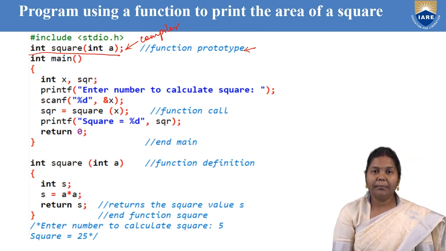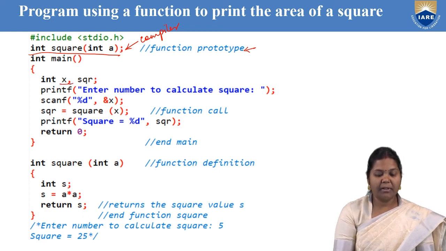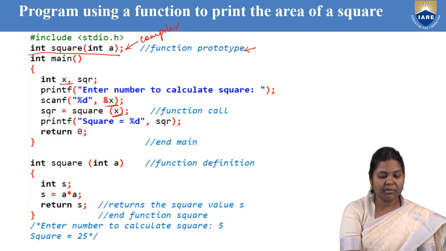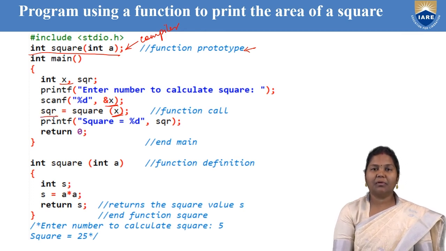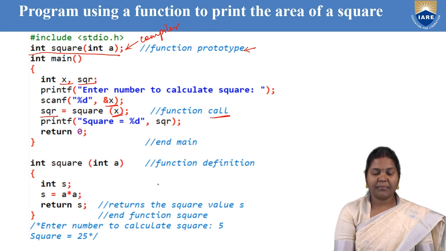Now let us come to the main function. In the main function, x is the number whose square you want to calculate. You first read the value of x, and the square function is going to calculate the square of this number x. It is going to return the value of the square, which we store using another variable called sqr. That's why you declare another variable sqr over here. Here we are calling the function. This is the second step. First step is writing the function prototype. Second step is calling the function.